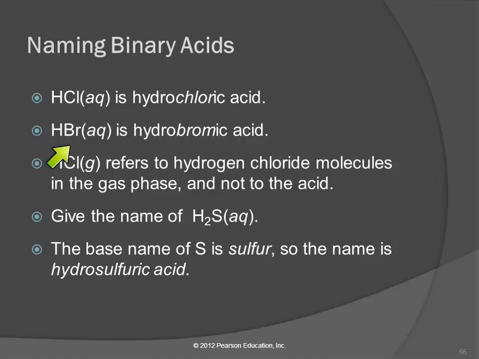HBr, another binary acid. So hydrobromic acid. So HCl with a G is hydrogen chloride. In the gas state, that's not the acid. So what about this guy? H2S. Okay, he has 3 atoms, but it's only 2 elements, hydrogen and sulfur. So it's hydrosulfuric acid.